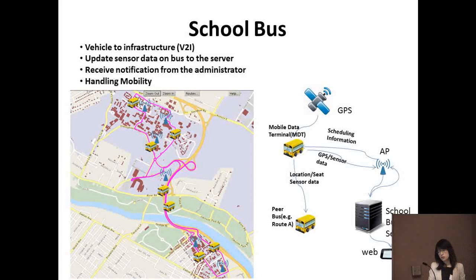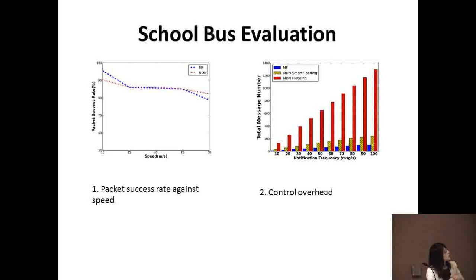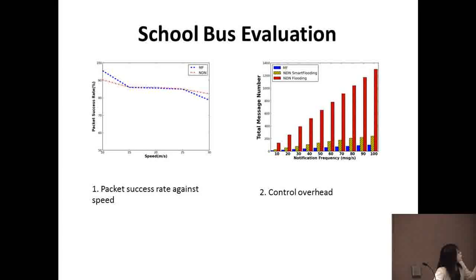If you look at that again, I think here the packet success rate for MobilityFirst is actually better. But if you look at the control overhead, the number of packets that are pumped into the network, MobilityFirst is much smaller. Question? Say again, you're comparing MobilityFirst against what? Oh, the first one? MobilityFirst and NDN.